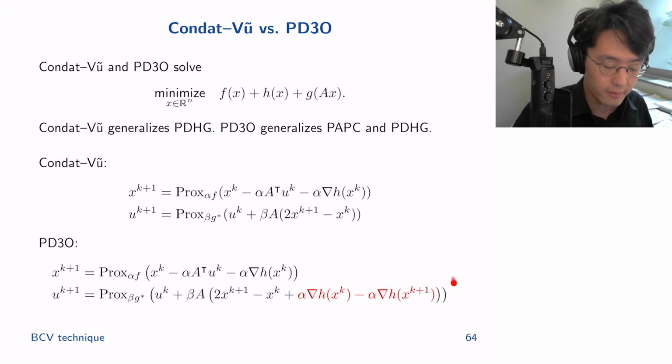describing the algorithm. Computationally speaking, however, the execution of these two algorithms, Condat-Vu and PD3O, essentially requires the same amount of computation, because at every iteration, the gradient of the function h is evaluated once. In the case of PD3O, the grad h of xk plus 1 is evaluated here once, and then it is also reused again in the next iteration.